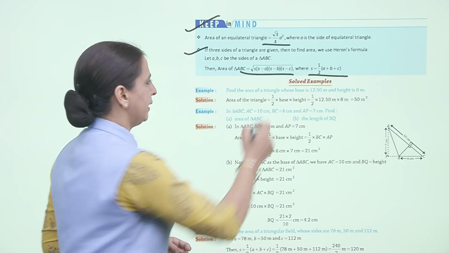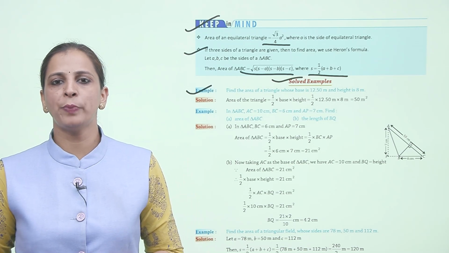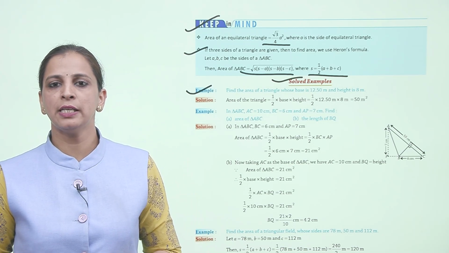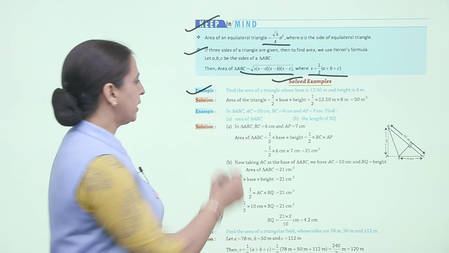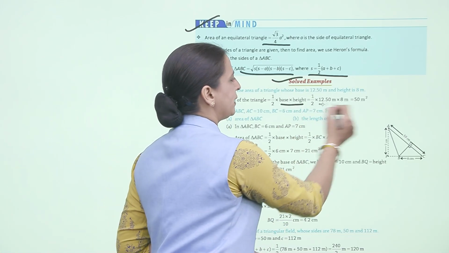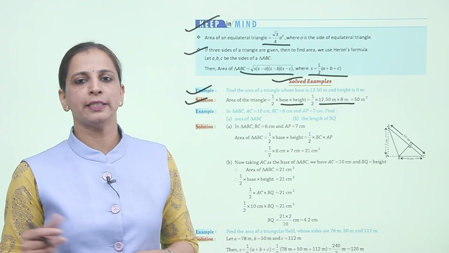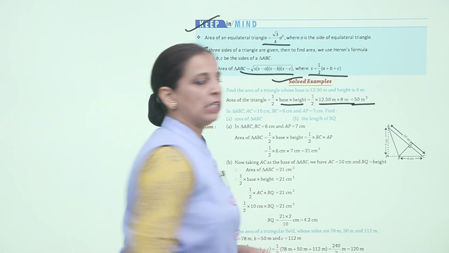Now example करते हैं. Find the area of triangle whose base is 12.50 meter and height is 8 meter. Solution करते हैं. Area of triangle अभी निकाला, 1 upon 2 into base into height, that is 1 upon 2 into 12.50 meter into 8 meter, that is equals to 50 meter square.